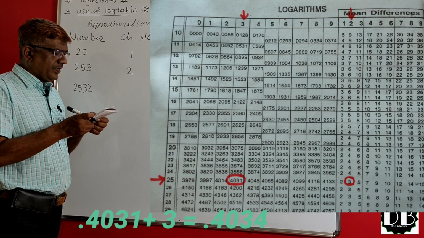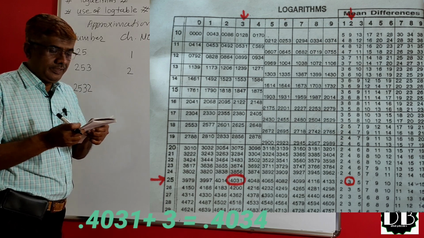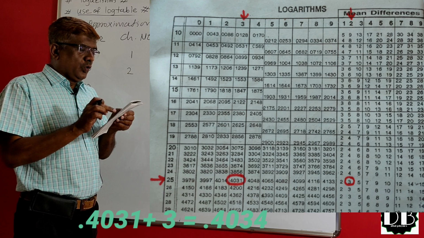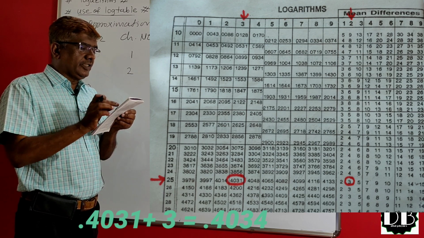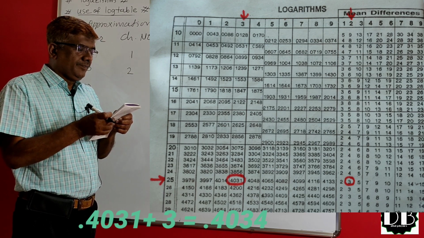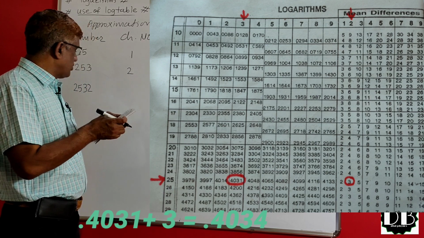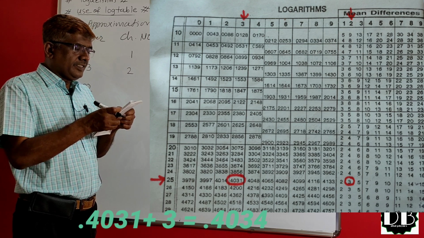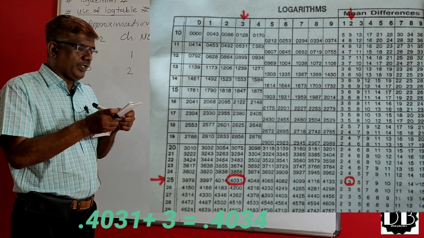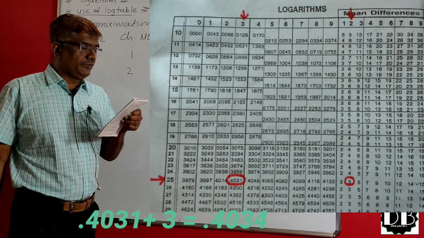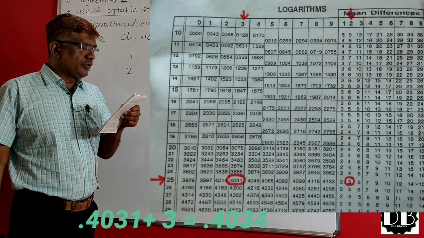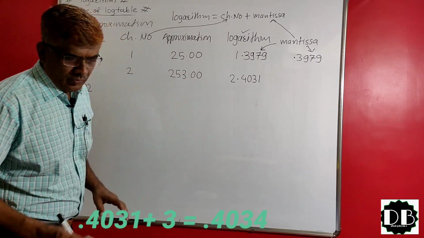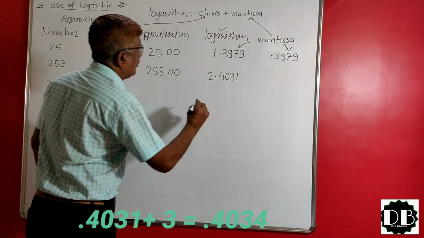2 5 3 2: 25 row and third column meet each other at the point 4031, and add the mean difference of 2. That column indicates, in front of 25, is 3. 4031 plus 3 is 4034.